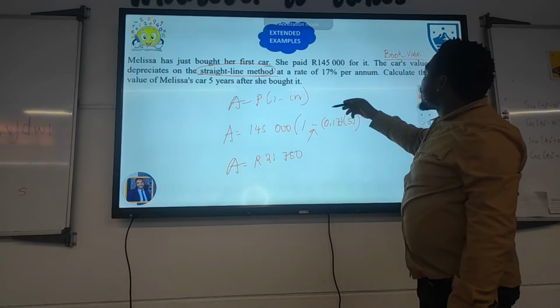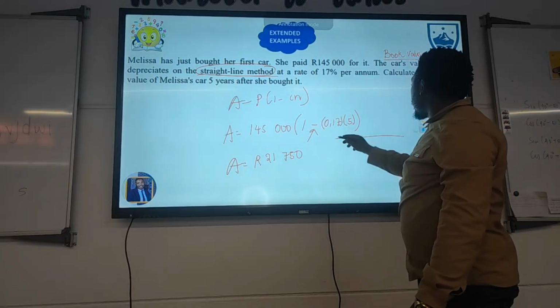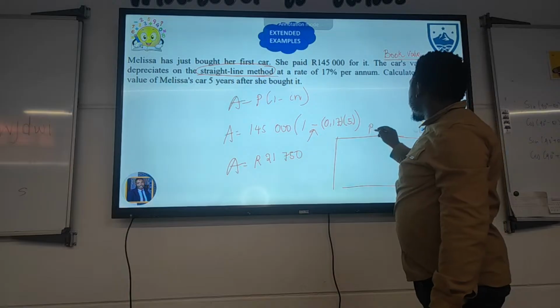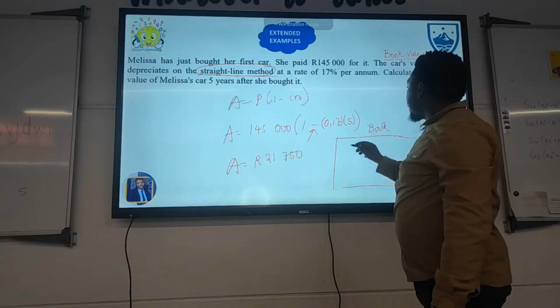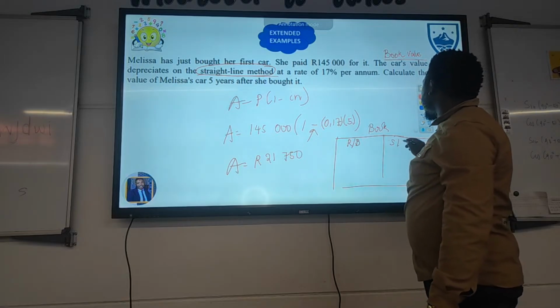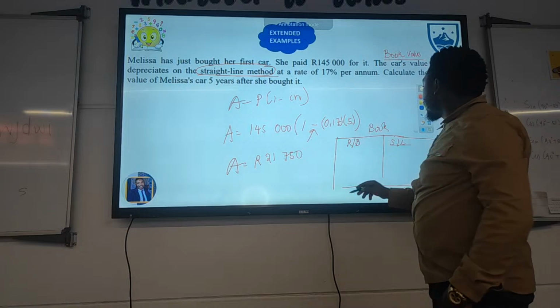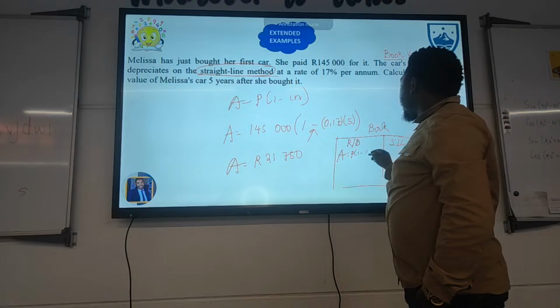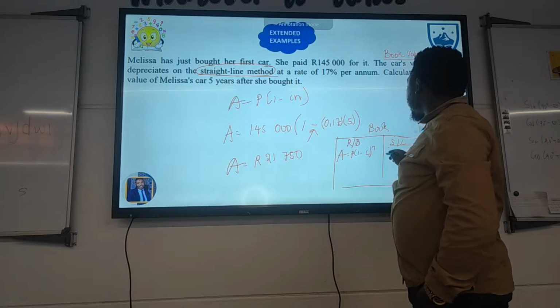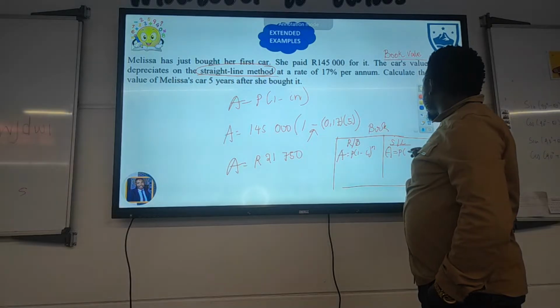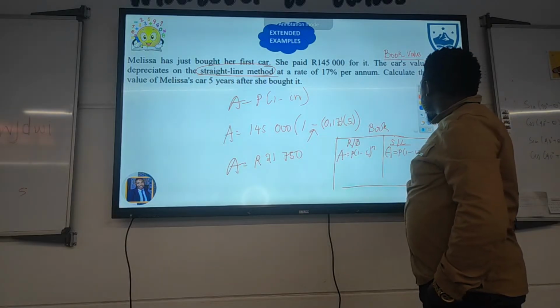Just for your reminder, you can also make your notes to say in terms of book value, it can either be a reduction balance method or it can be a straight line method. So A will be P(1 minus i) to the power of n, and this one will be A equals P(1 minus in).